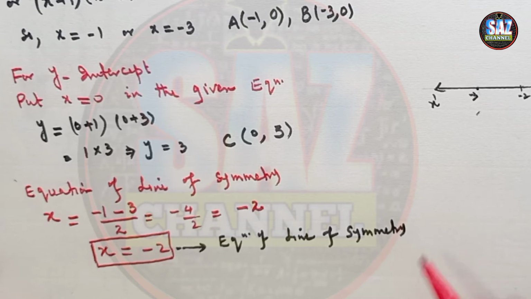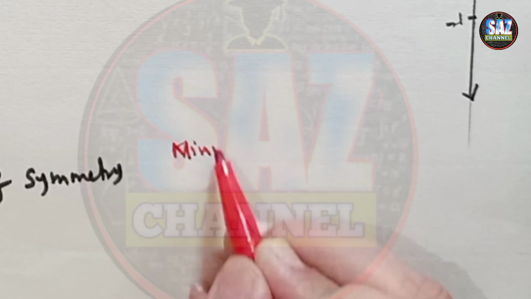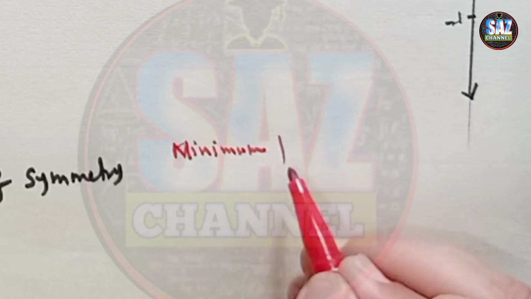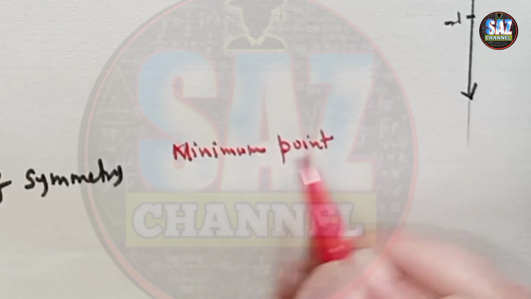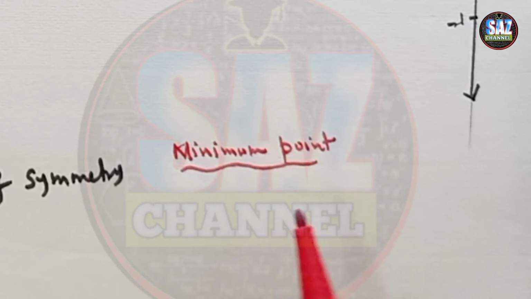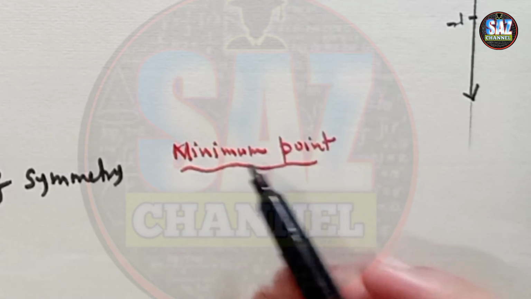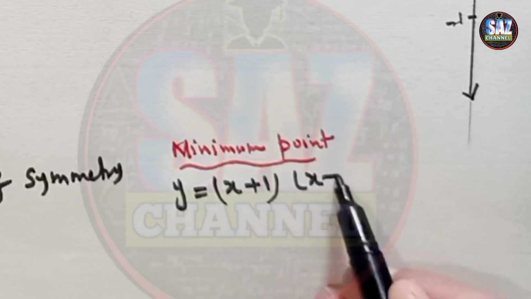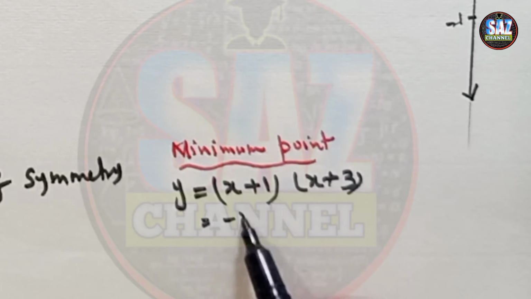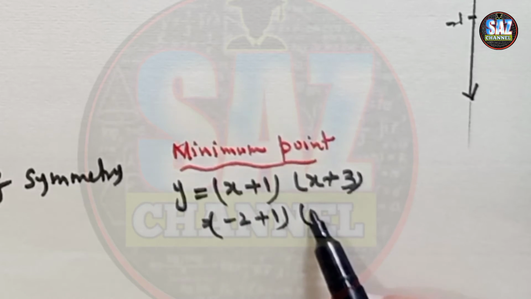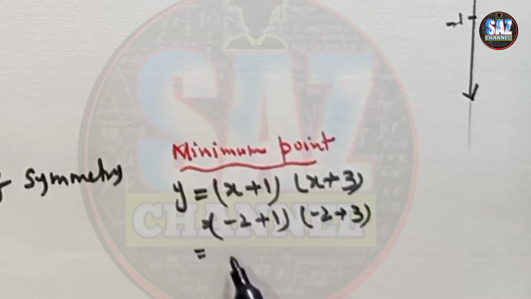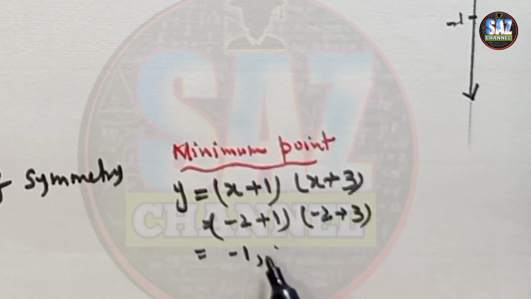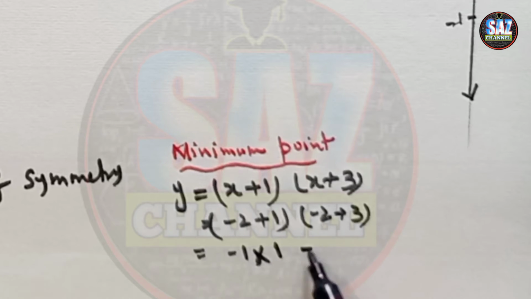Now in order to find the minimum point, why a minimum point? Because the coefficient of the square term is positive. So for the minimum point we have to put x equals -2 in the given equation, x plus 1 into x plus 3. This is -2 plus 1 and -2 plus 3. This will give me -1, and this will give me +1, and this is -1.